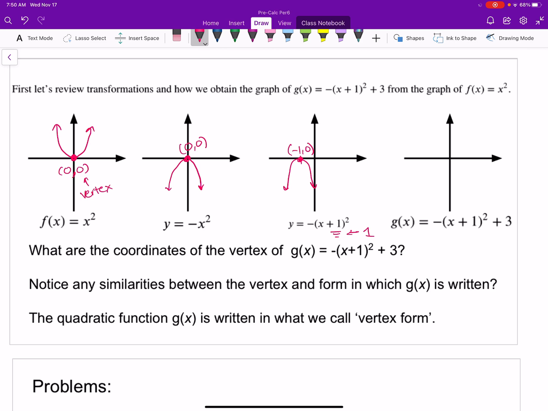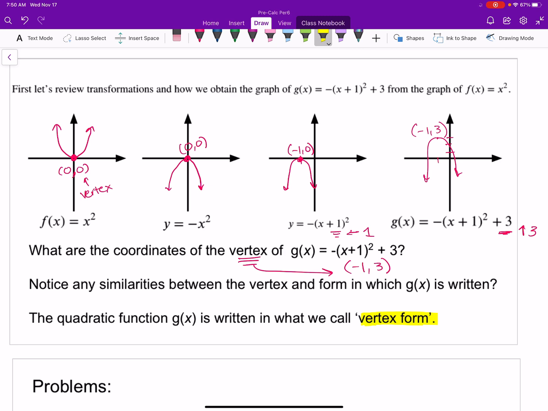And now putting the plus 3 on the end, that's going to shift us up 3 from where we just were. Still upside down because of the negative, but our key anchor point is now at the point (-1, 3). This key anchor point, the (-1, 3), is the vertex for this parabola, this quadratic. What's nice about this form, we call this vertex form, g of x, is that just looking at the equation, we should be able to tell what the vertex is.